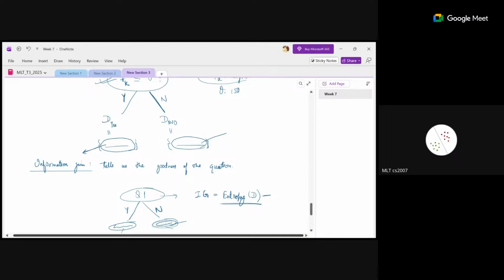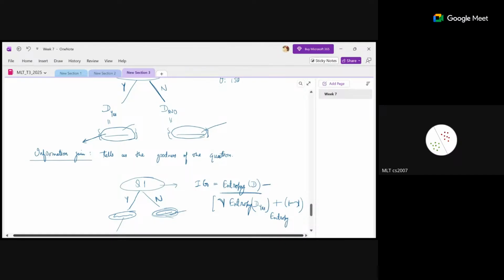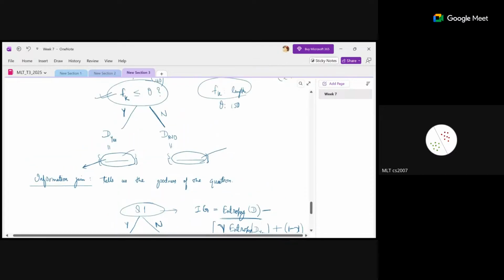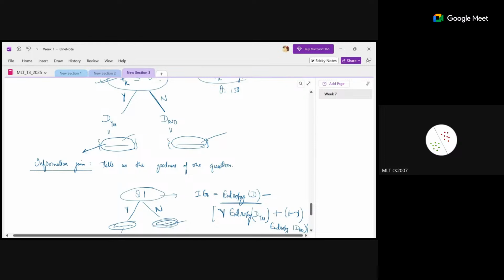So information gain is the entropy of D minus the proportion that went to the D yes side times the entropy of D yes, and entropy of D yes gives you a sense of the impurity in the data set which falls into the yes category, plus the proportion that falls into the no category times the entropy of D no. If we measure the impurity of the whole data set and subtract the entropy of the individual D yes and D no categories, that gives us a sense of how good the question is.